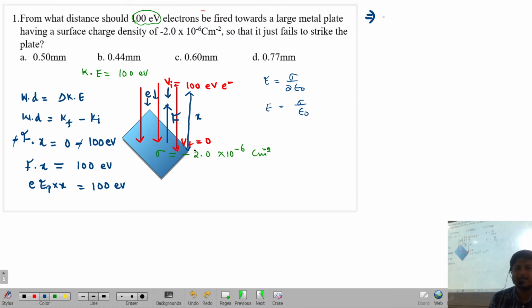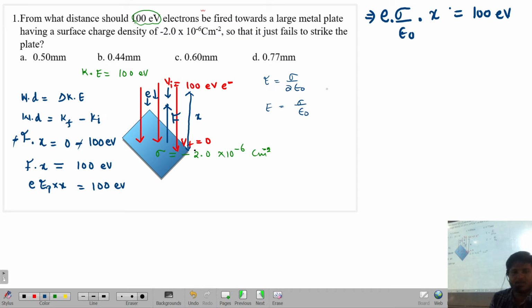Now look over here. What is that? This is just the e charge, the electron which is moving in the electric field of the plate. What is the electric field of the plate? Sigma by epsilon naught. Is it sigma by epsilon naught or sigma by 2 epsilon naught? Sigma by epsilon naught. For an infinite sheet, it is sigma by 2 epsilon naught. So sigma by epsilon naught into distance x is equal to 100 electron volts. Got it or not?